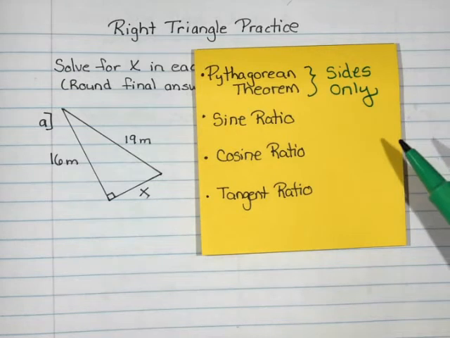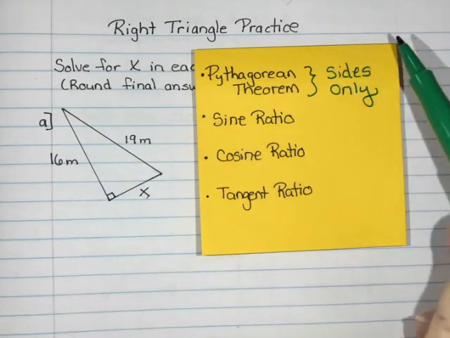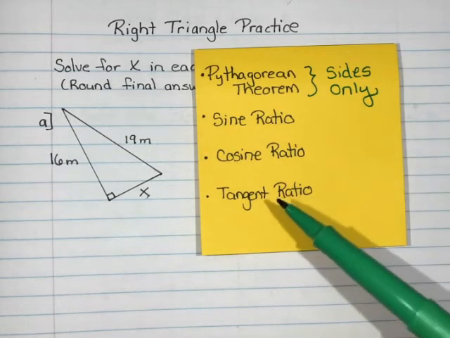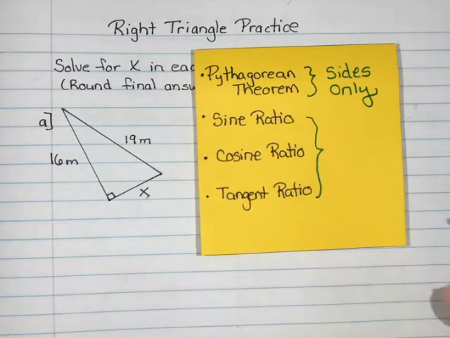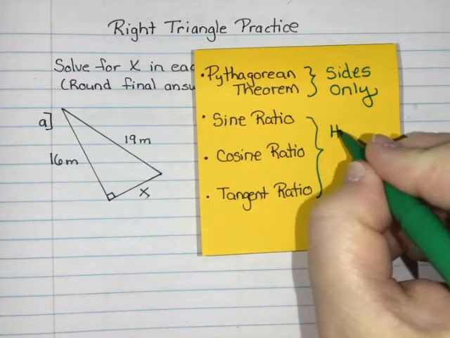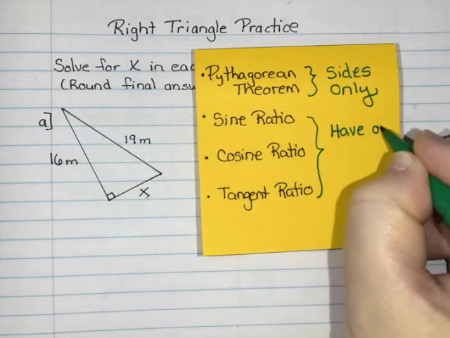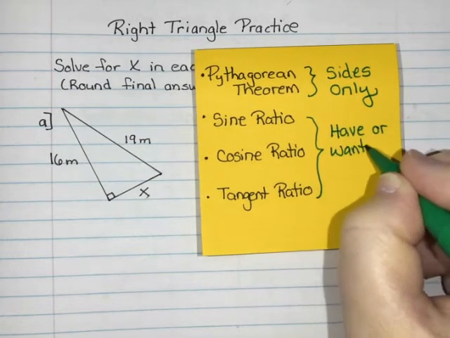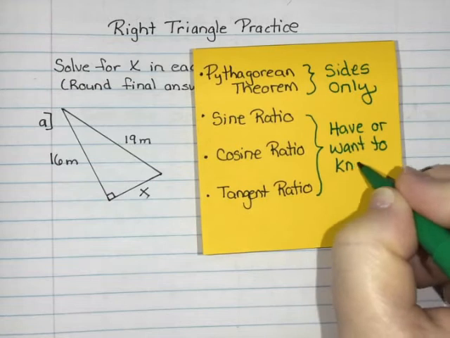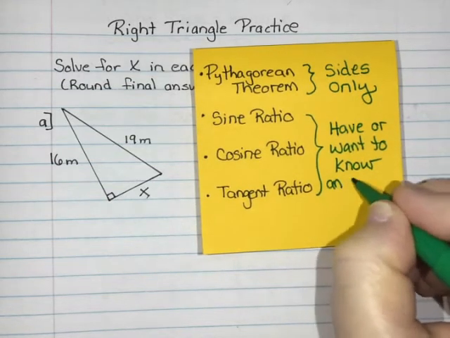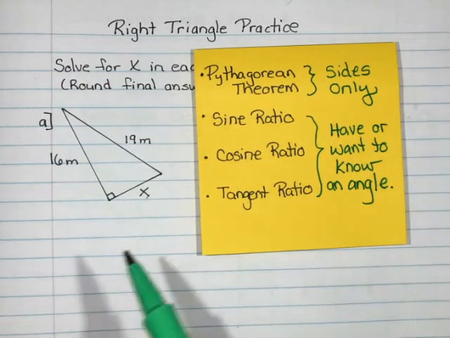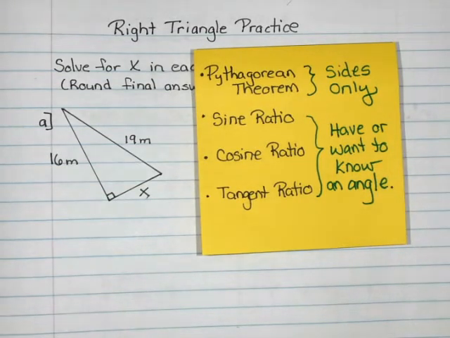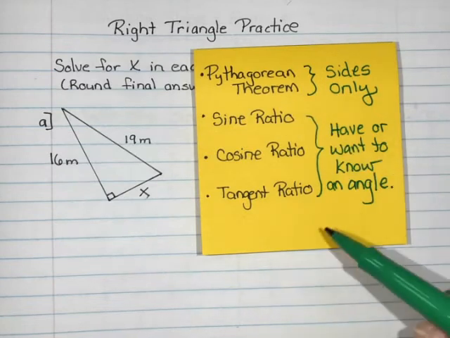You need to have at least 2 of the 3 sides in order to be able to solve, but we're really just looking at, we have some side lengths, we're solving for a side length, there are no angles involved. In order to use sine, cosine, and tangent, you have to either have or want to know an angle. So if you don't have an angle in the question, either marked with a number or marked with a variable, then we wouldn't be using sine, cos, and tan.